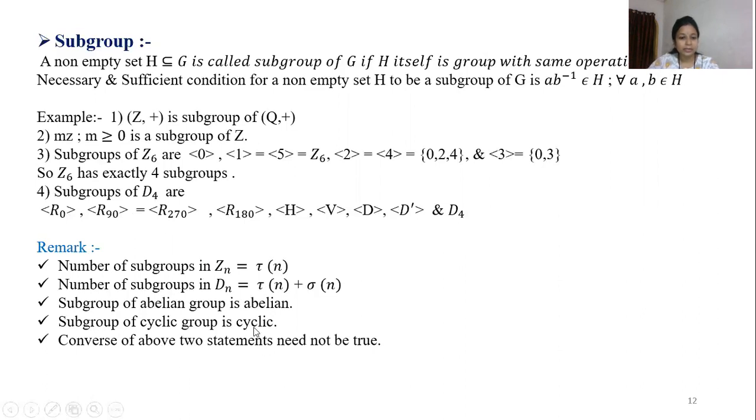It does not satisfy the commutative property. Similarly, a subgroup of a cyclic group is cyclic. This is R180. This is a cyclic group. Its order is 2, meaning R180.